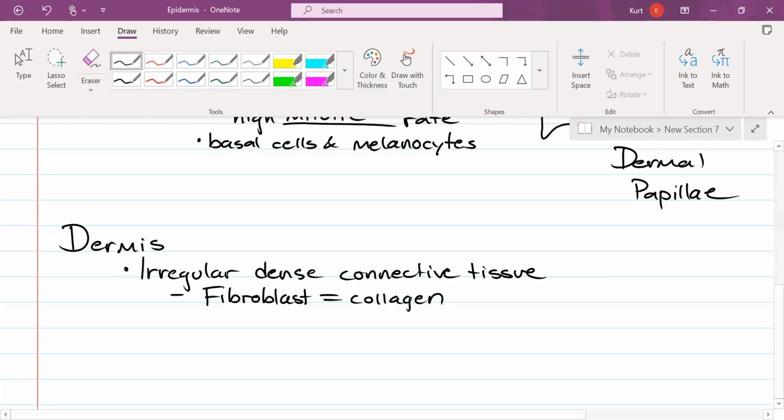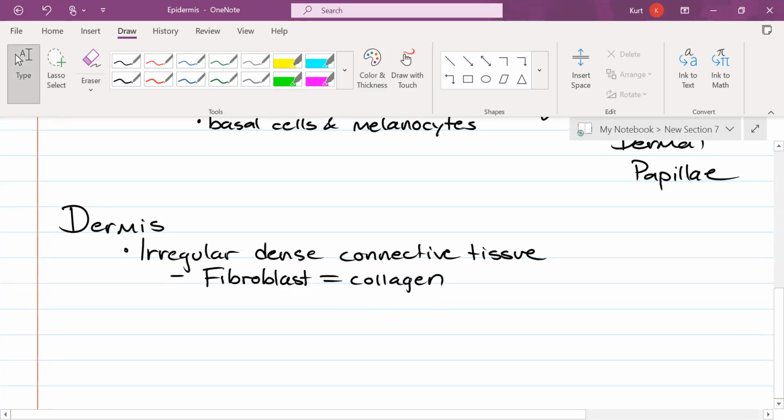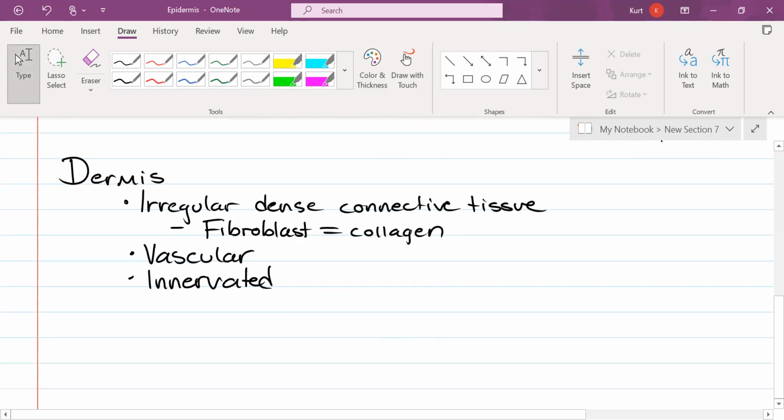Okay, very good. Let's go to Grace. Grace, is this tissue vascular or not? Yes. Okay. It is definitely innervated. They all are. Grace, what other structures can we find in your dermis besides blood vessels and nerves? Sweat glands, sebaceous glands.